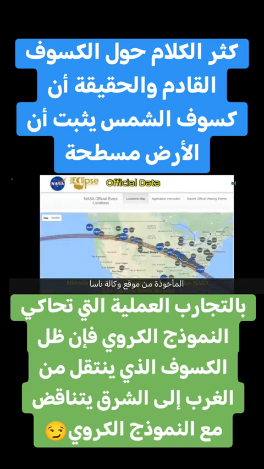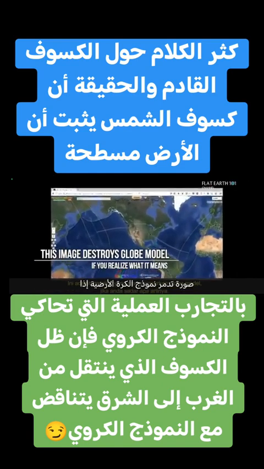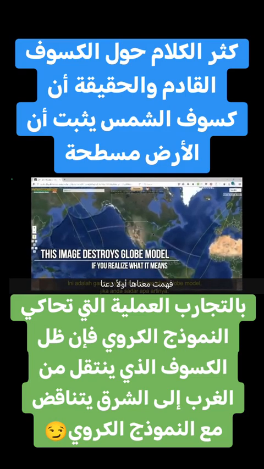Official data taken from NASA's website, the Great American Eclipse Path. NASA also provides extra link for more details. This is a picture that destroys globe model if you understand what it means.